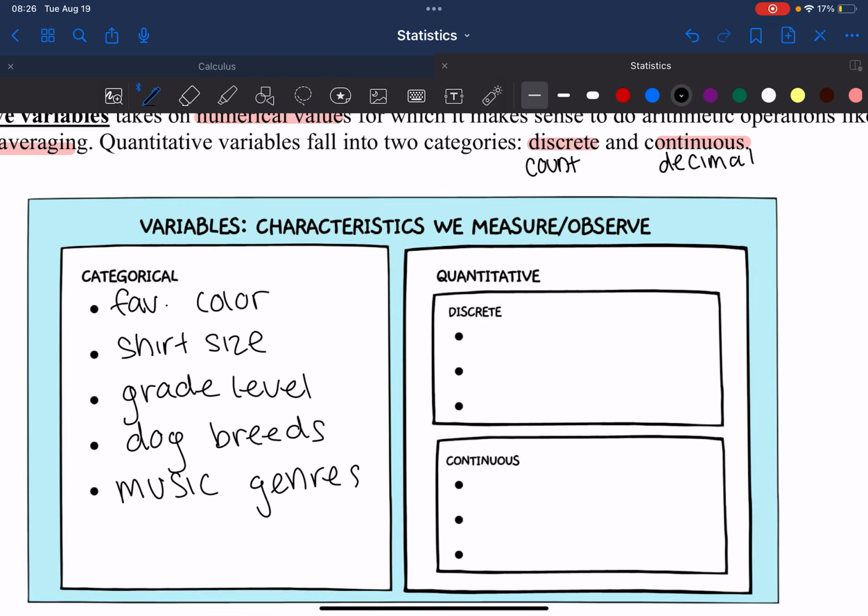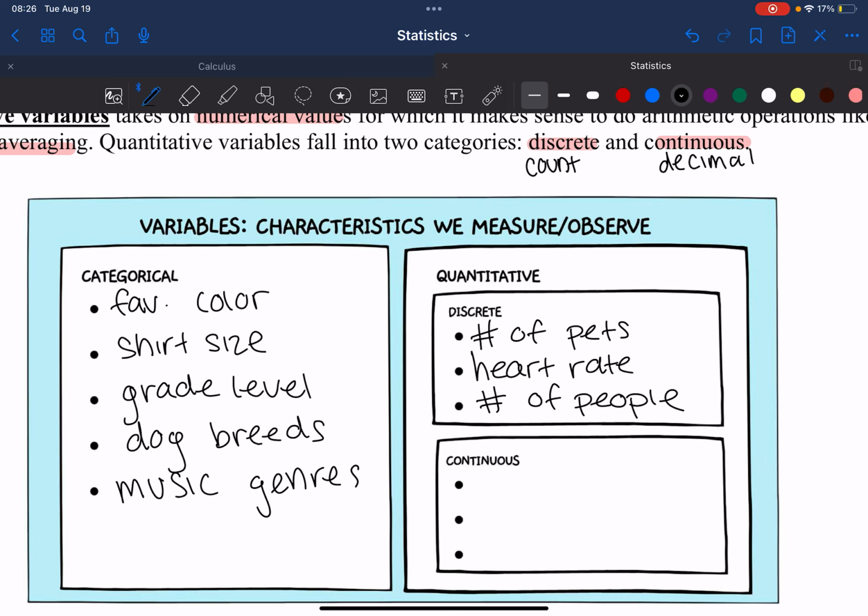Okay. For quantitative, we have two categories. We have discrete and continuous. So discrete is something that you can count. So for example, that could be the number of pets that you have. It could be your heart rate. Okay, so when you check your pulse, you're counting every time that your heart beats, and you're counting it 1, 2, 3, 4, not 1.1, 1.2, etc. And then another example that you guys gave was number of people.